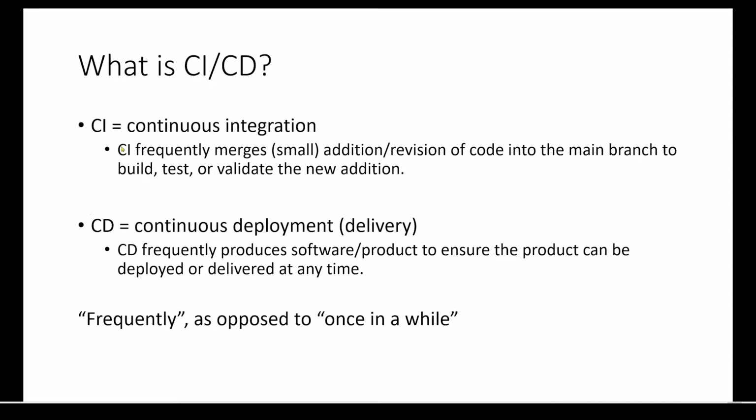And so the word continuous refers to this frequent merge. And integration means just integrate into your work. Right? So that's essentially what CI means. Continuous deployment follows a similar idea. So continuous also means frequent. Deployment, the origin of this comes from software delivery, right? So if you're a software company, you write a program and you want to ship your program to your customer. That's called deployment or delivery.